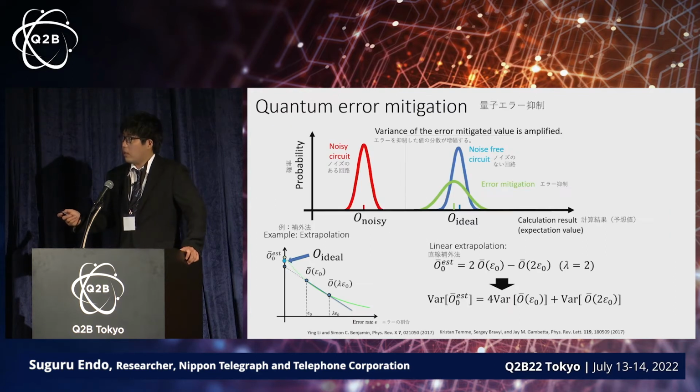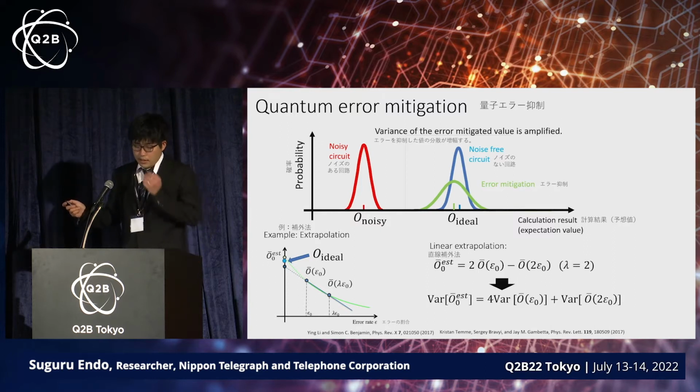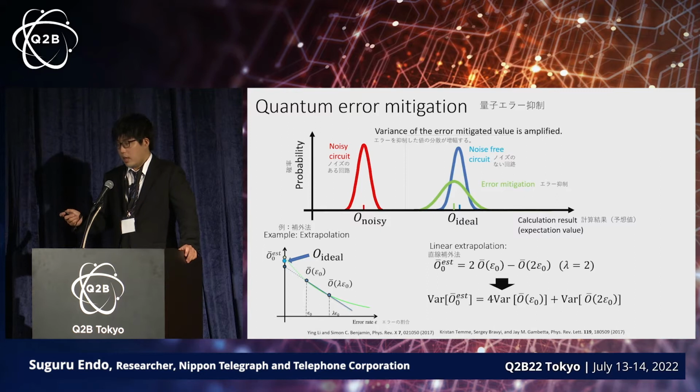Okay, and I'd like to explain what error mitigation can do. The horizontal axis is the calculation result, and many NISQ algorithms depend on the calculation of expectation values of observables. So you may assume the calculation result is the expectation value of an observable. And the vertical axis is the probability of getting the result. The blue curve indicates the noise-free circuit. But in the presence of noise, the probability distribution is shifted from the ideal one.